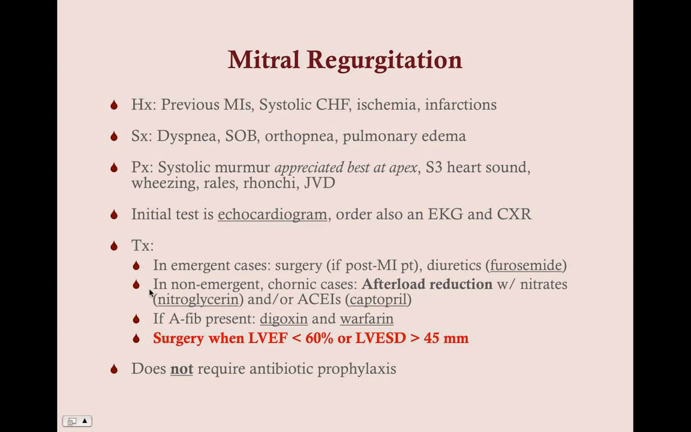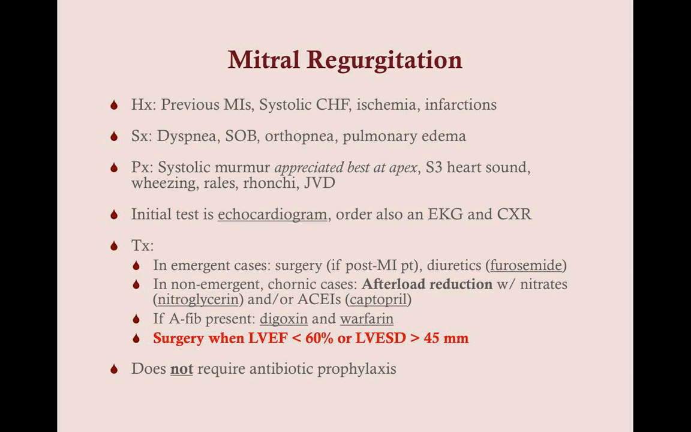So the treatment here is going to vary in patients with acute mitral regurgitation, like that patient that has the chordae tendineae rupture. You're going to want to get this patient into surgery. You can also give them furosemide while they're waiting, and that will get some of the fluid off their lungs, but these patients are going to need surgery.